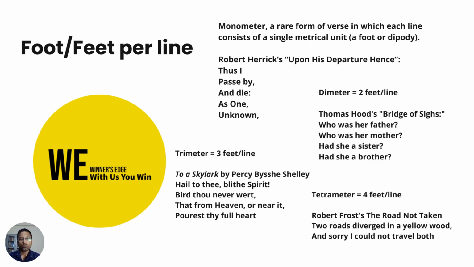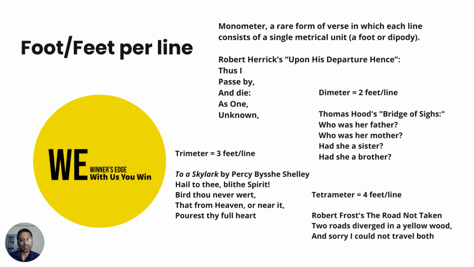So, who was her father? Who was her mother? Had she a sister? Had she a brother? So it's a combination of two kinds of feet, but 2 feet. So "who was her" is 3 syllables, "father" is 2 syllables. So trisyllabic and disyllabic is a mixture.